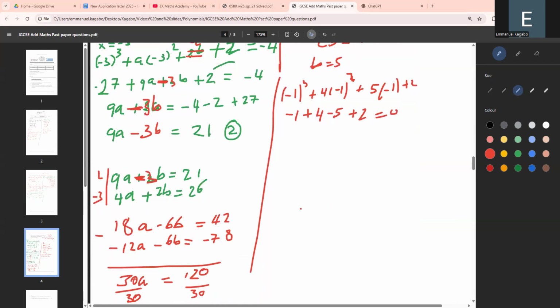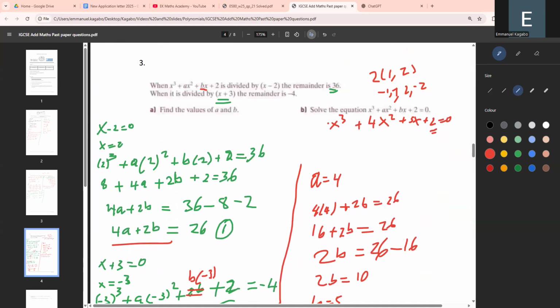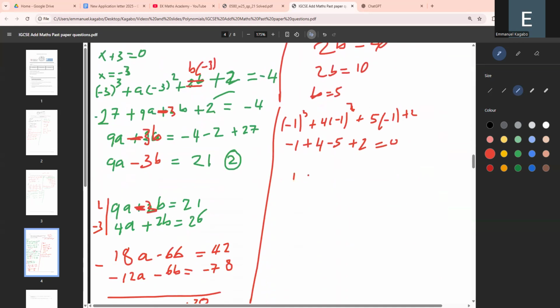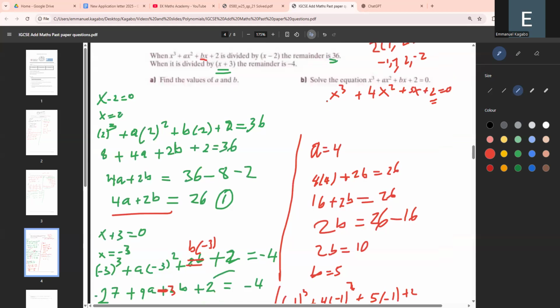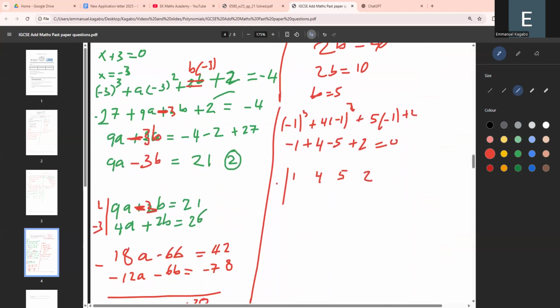Okay, now I'm going to do synthetic division right now. So what were my rule? My coefficients are 1, 4, 5, 2. Let me confirm one more time. 1, 4, 5, 2. And I go to negative 1. That's the one I'm dividing with.